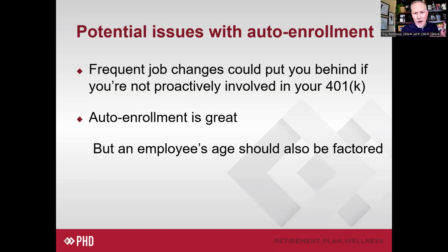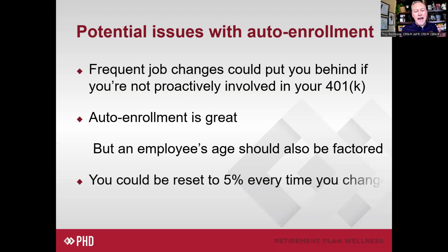This is one of the things that we've brought up a number of times. The auto features are great, but they should take a person's age into consideration. The idea basically is that if it's not designed properly, or if you change jobs too much, you could be reset to like 5% every time you change jobs. So let's imagine you start out at a company at a 5% auto enrollment. Okay. And then you go to 6 and then to 7 because they have auto increase, and then you change jobs. And at your next job, you get reset back to the beginning at 5.